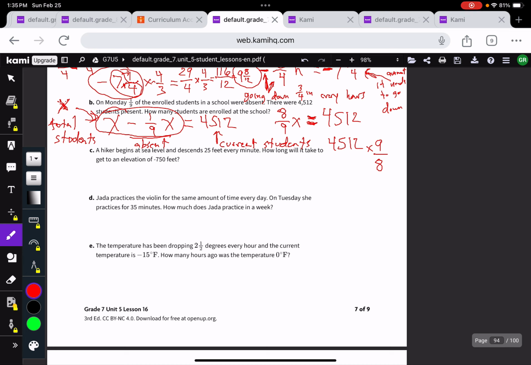So now I've got to solve that, and we're going to have some big numbers. I'm going to do 4,512 times 9, and then I'm going to divide it by 8. 4,512 times 9 equals a big number. That equals 40,608. We're going to divide that by 8.